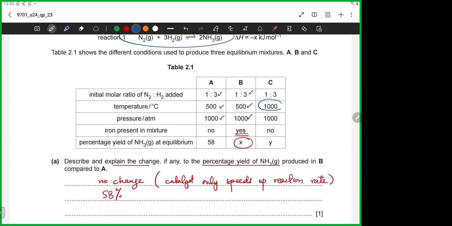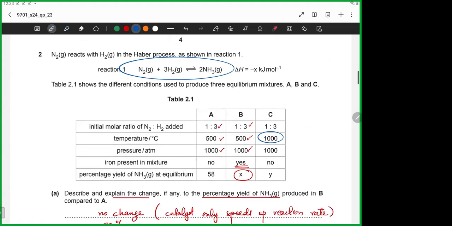He's increasing the temperature. What would that do? That will decrease the yield. Where will the equilibrium shift? Endothermic or exothermic? Exothermic, so it will shift forward. No, when you increase temperature, the endothermic reaction is favored. So it's going to shift backwards, right?